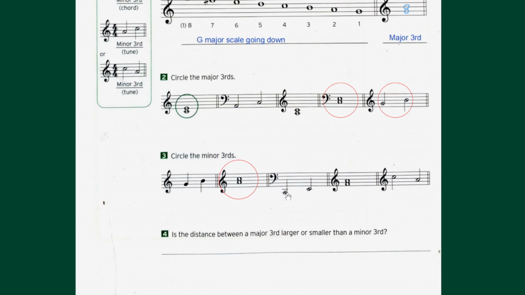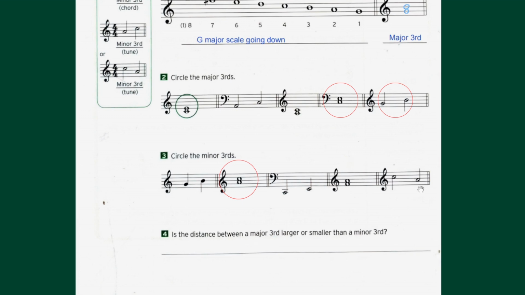Then the next one is again C to E. C to E has 4 semitones apart. So this is again a major third, so we don't have to circle this. Let's take a look at the next one. We have F to A. So from F to A, F sharp, G, G sharp, A. So we have 4 semitones here, and that's also a major third.